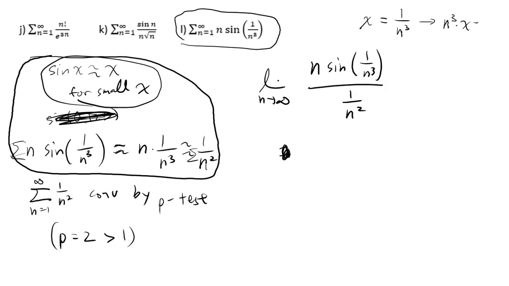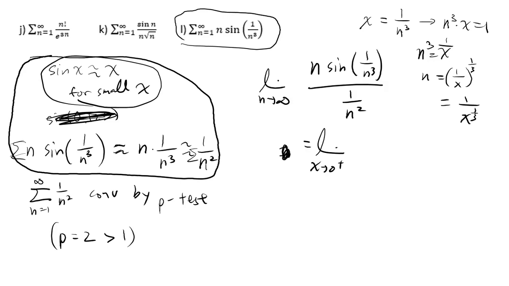That means n cubed times x is 1, and n cubed is equal to 1 over x. So n is 1 over x to the 1/3 power. Okay, so let's see, what do we have? We have the limit, when n goes to infinity, x is 1 over infinity, so x goes to 0 plus. n is 1 over x to the 1/3 power.